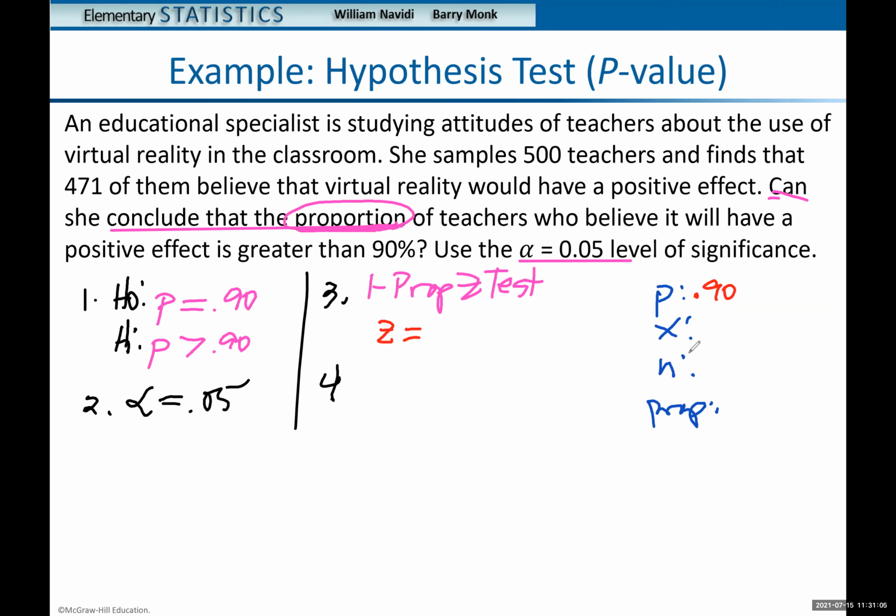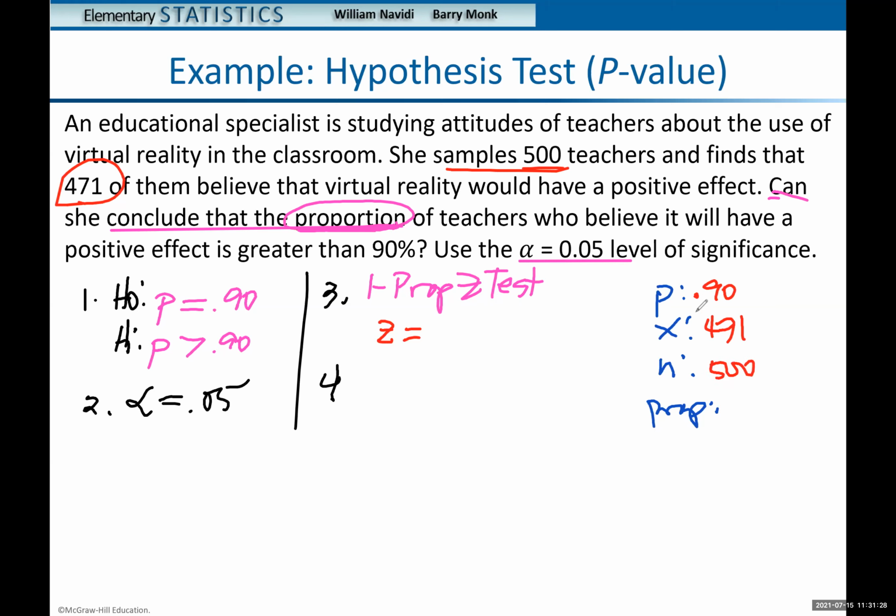And then x and n. Based on the problem, what is your x and what is your n? x is 91. Sorry, and n is the sample, 500.